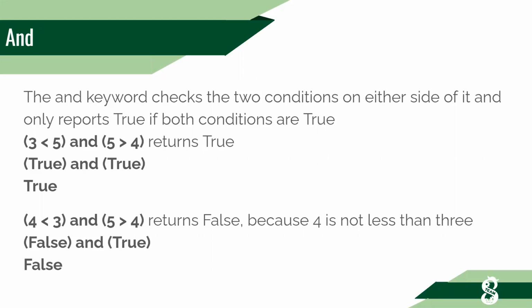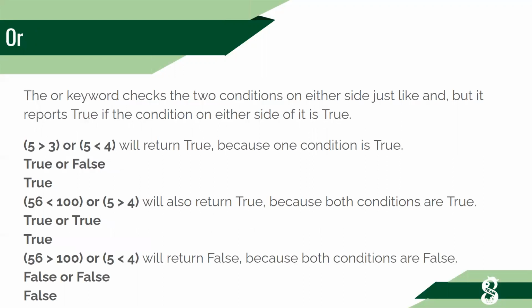So you could think of it as the conditions, and then it gets the value of those two conditions, and then it evaluates those two conditions and reports one final value. Then there's one last keyword, or, which checks two conditions on either side, like and, but it reports true if the condition on either side of it is true. So 5 is greater than 3 or 5 is less than 4 will report true because one condition is true, 5 is greater than 3. But the other condition, even though it's false, the or keyword still reports it as true.